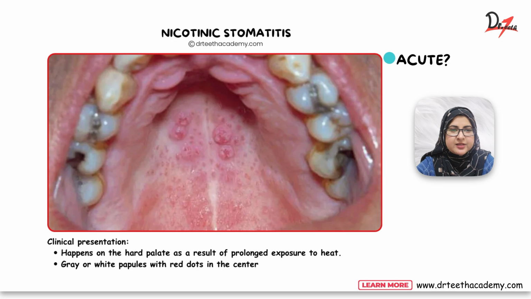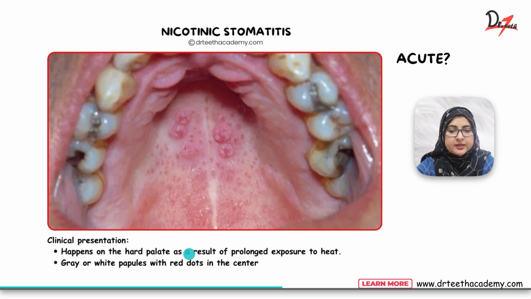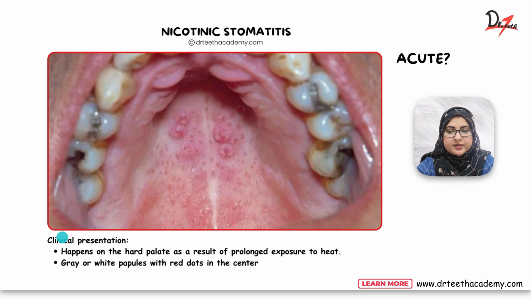Now the first option is acute. So is it acute? Let's find out. Now in the clinical presentation, you can see that it happens on the hard palate as a result of prolonged exposure to heat. So it cannot be acute. It is a chronic case. So this is not the right answer.